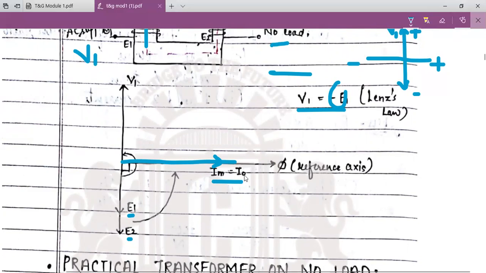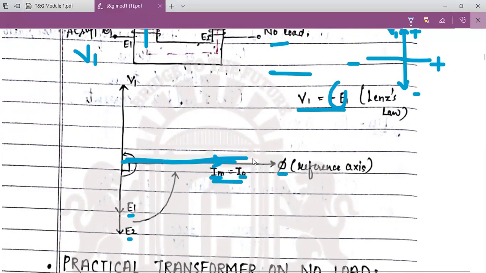I naught is nothing but the no load current. There is no load, so the current that flows to the primary winding is the no load current. You can also call this the magnetizing current. This Im is responsible to produce this flux, so Im is in phase with the flux. Understanding? Yes, sir.